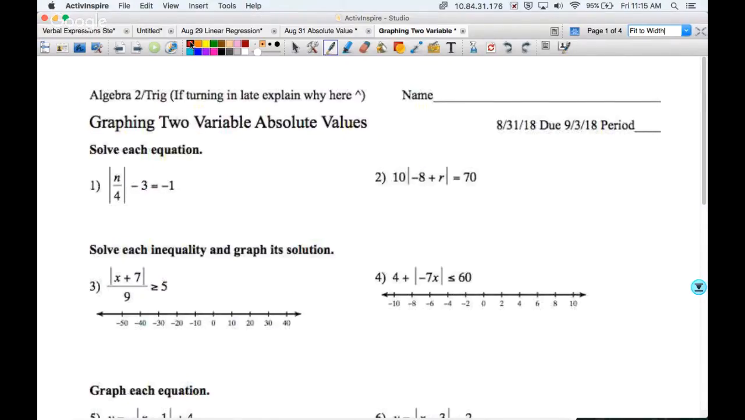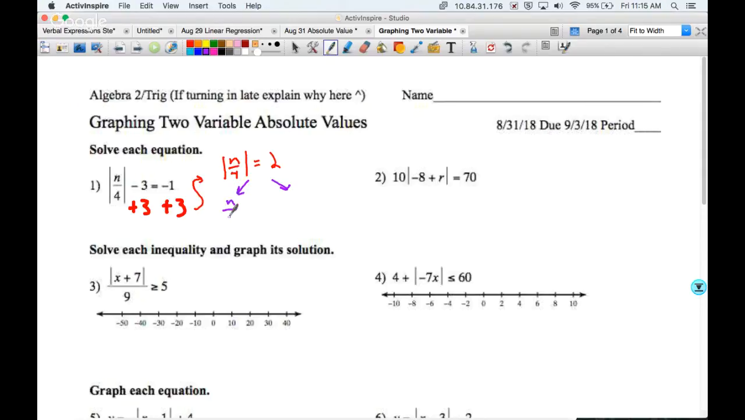In order to do that, we first want to move away terms from our absolute value symbol. I'm going to do that by adding 3 to both sides. Now I've got the absolute value of n plus 4 is equal to 2. At this point, my absolute value bracket is isolated, so I do the split into the two scenarios.